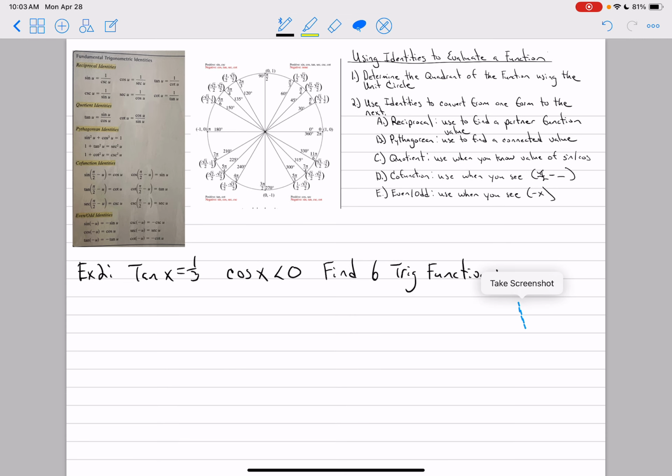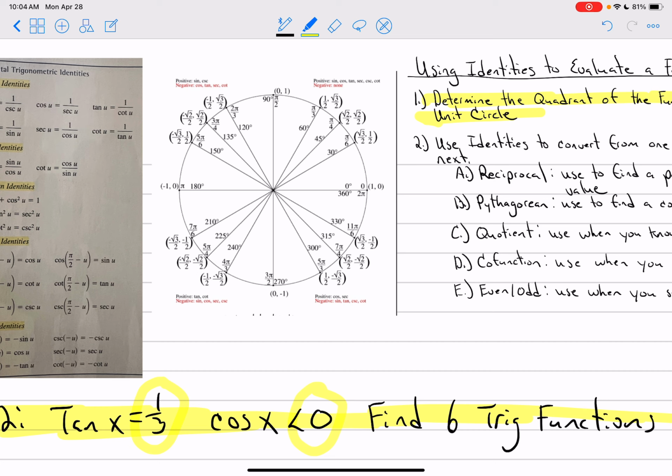Let's do number 2. All right, write down number 2. I have the tangent of x being 1/3. I have the cosine of x being less than 0. And I got to find the 6 trig functions. All right, so you wrote that down. So what was the first step we talked about? We said, okay, let me figure out the quadrant first. So why don't you figure out what quadrant has tangent positive and cosine negative? So hopefully you stopped and figured that out for yourself.